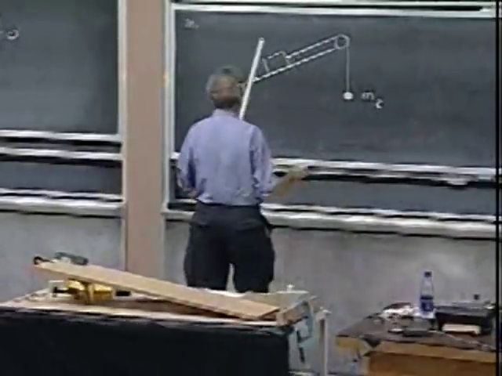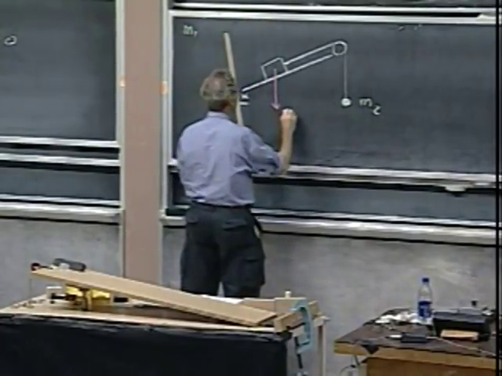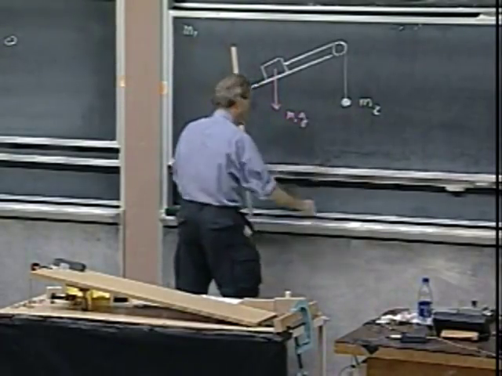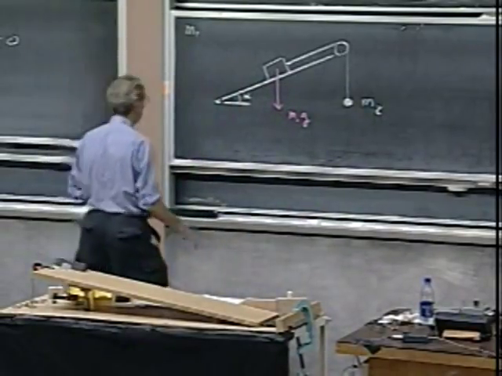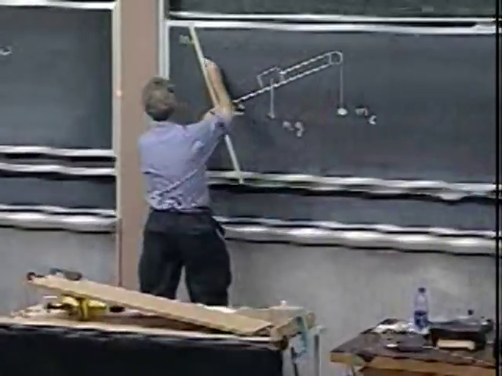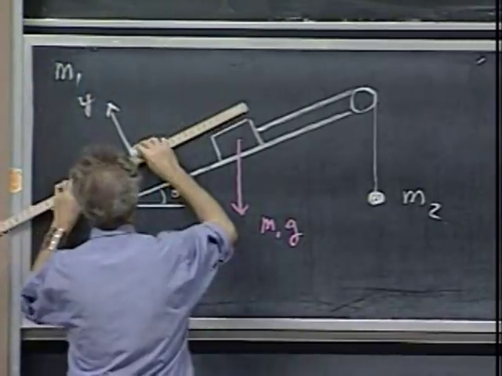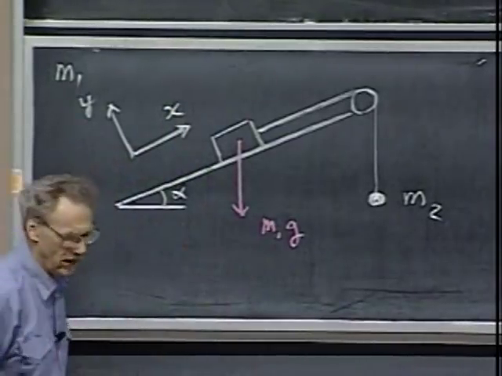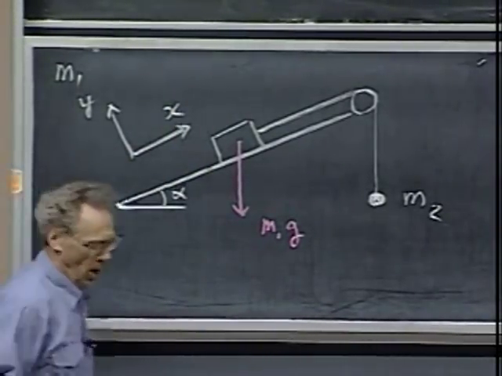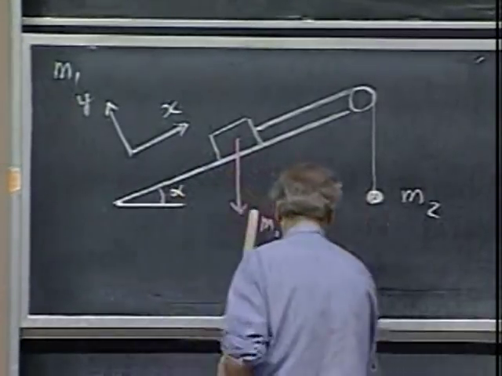Now, let's look at all the forces that we can think of. Here is m1 g. Let's decompose that in y and x direction, and I will call this direction y, as I always do, perpendicular to the surface. So we call this y, and I will call this direction now the positive x direction. You're free to choose it any way you want to. The force here is m2 g.